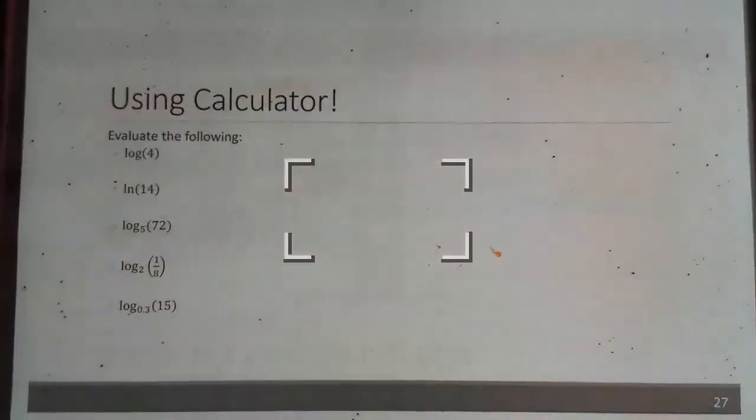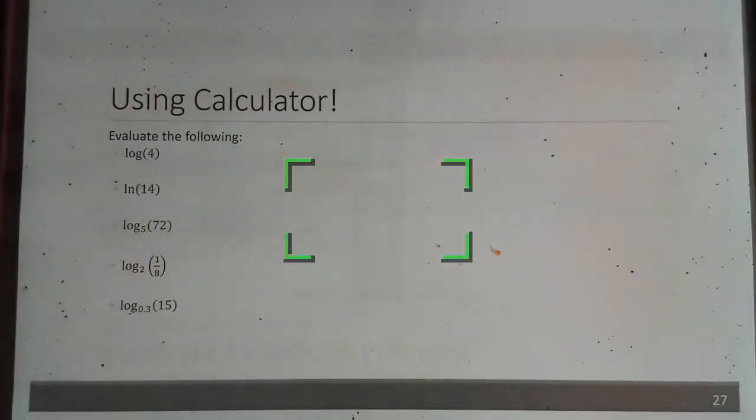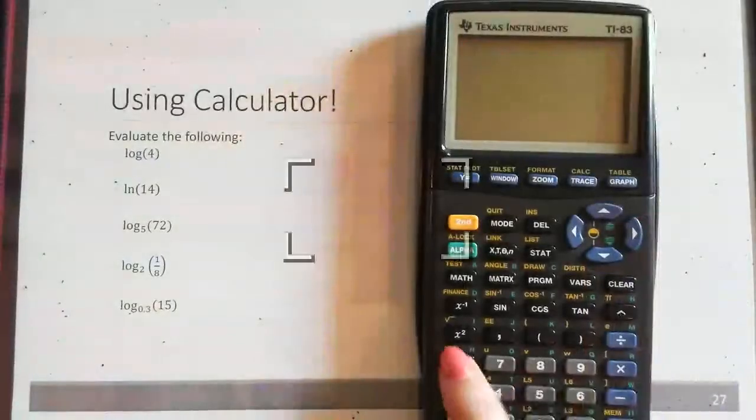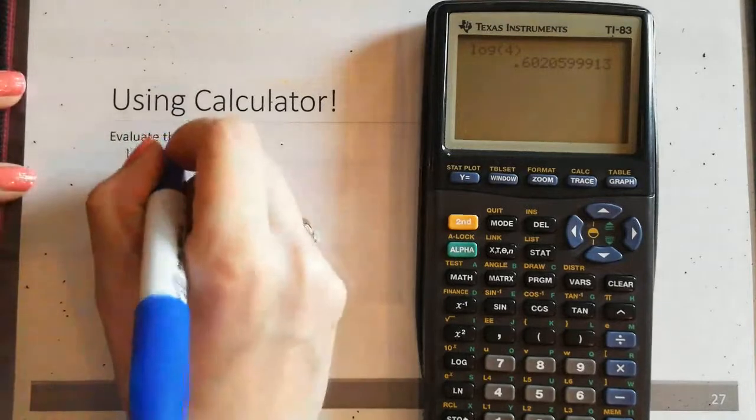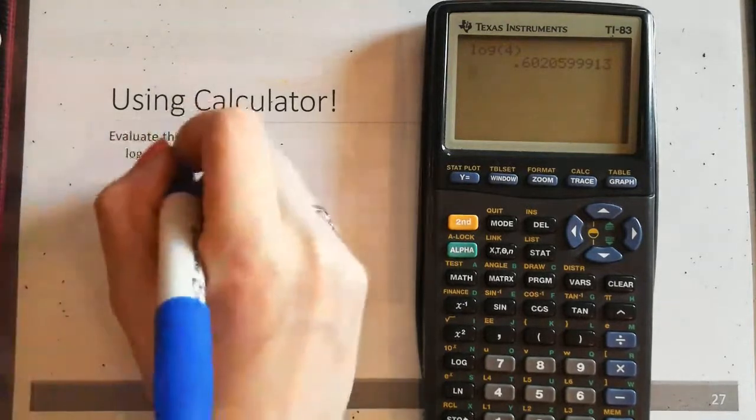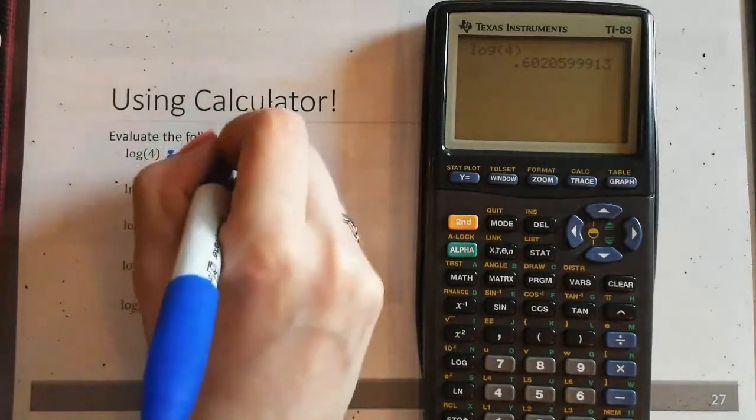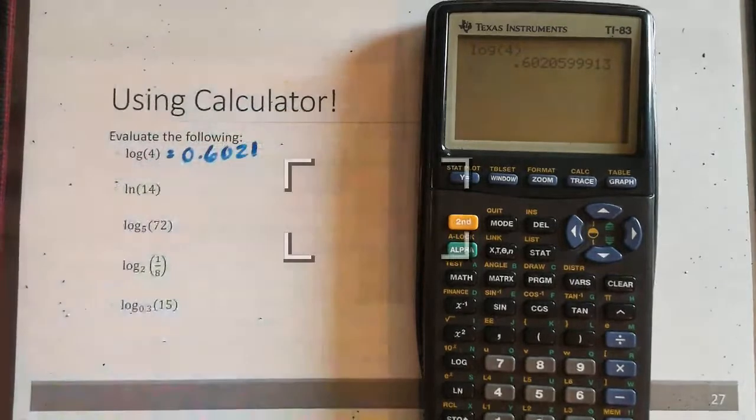So let's practice using our calculators a little bit. We're going to evaluate the following expressions. First up, we have the log of 4. Log 4 equals. Generally, it's pretty acceptable to go out to 4 decimal places, so that's what I'm going to do in this case. I'm looking at the log of 4 is about equal to 0.6021.